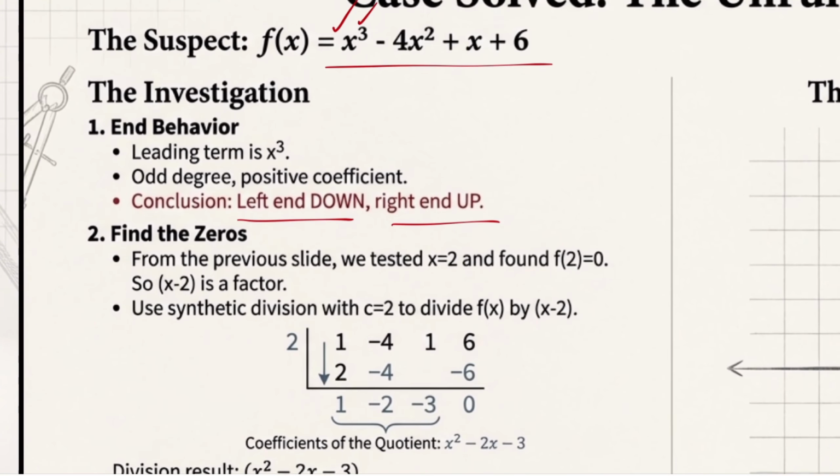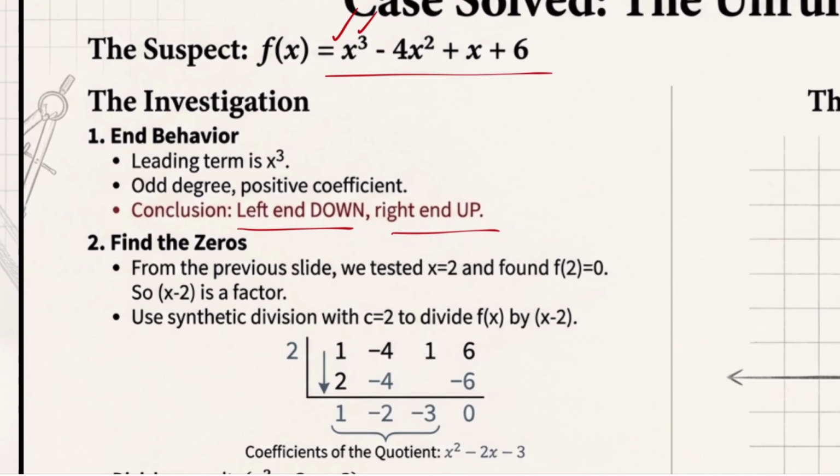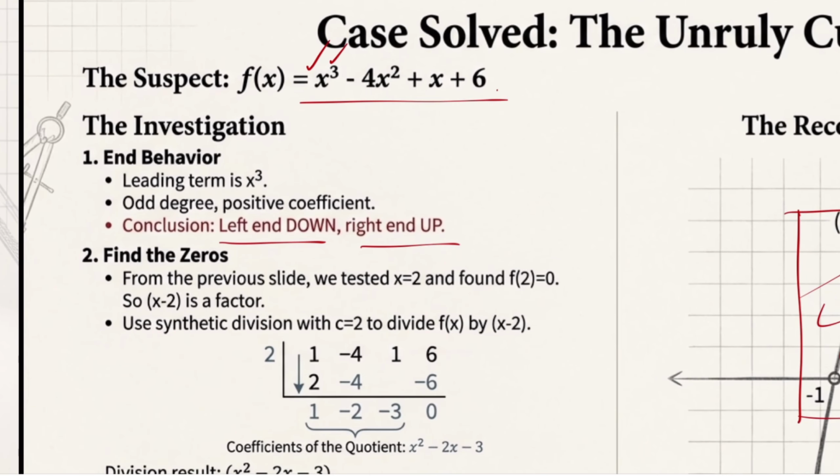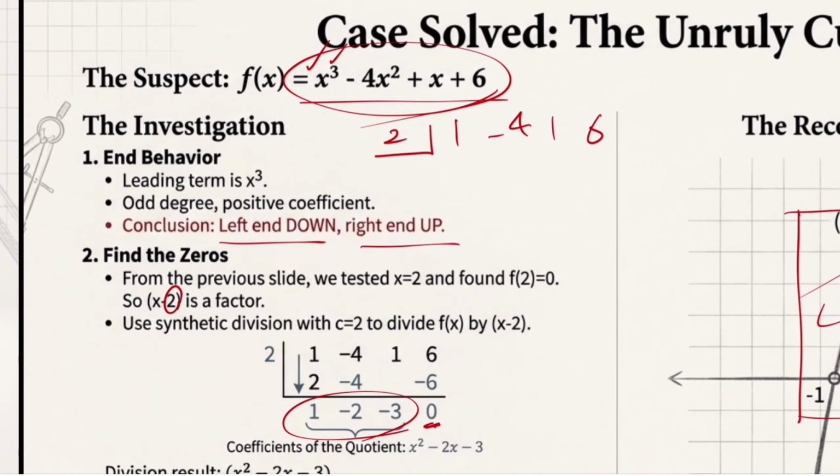From the previous slide, as we just saw, x minus 2 is going to be a factor, right? So I know for a fact that if I divide this by x minus 2, the remainder is 0, and I can find the other factors. How could we do that? If you remember the trick that we learned, 1, negative 4, 1, and 6. We are going to divide that by x minus c. The c is 2.